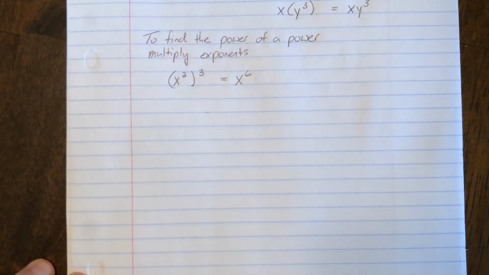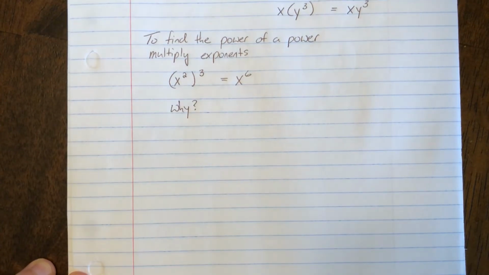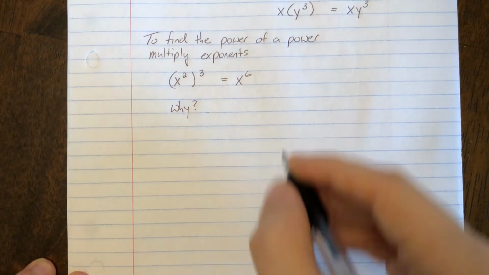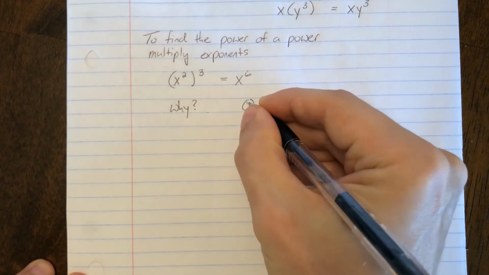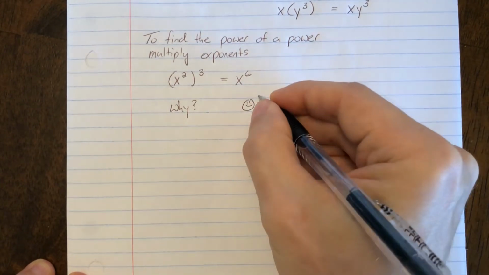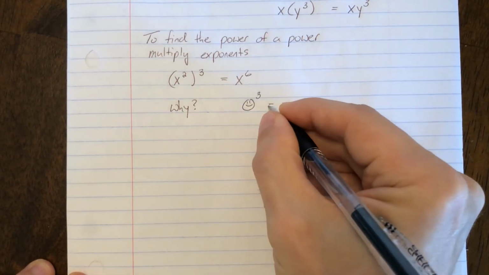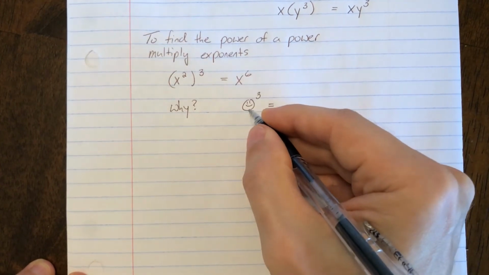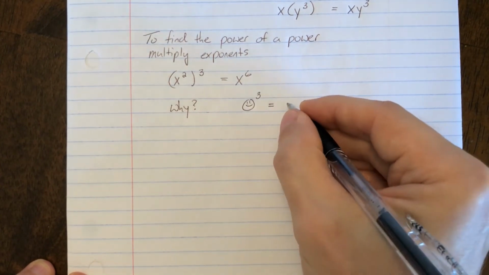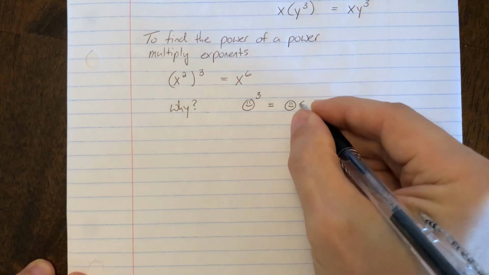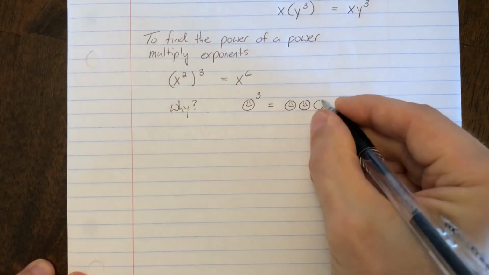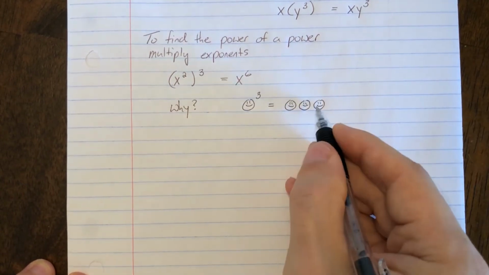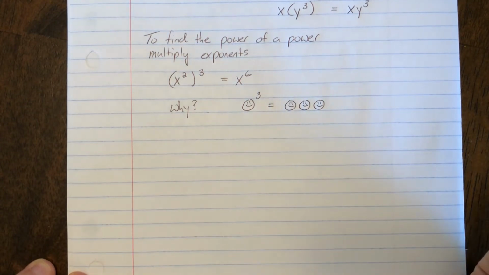Well, why is that? Well, let's use a variable that isn't used that often in math textbooks. A happy face. Suppose I had happy face to the third power. Well, remember, the exponent tells you how many times this is written in a multiplication problem. So this would be happy face times happy face times happy face. Why are there 3 of them? Because I had an exponent of 3.